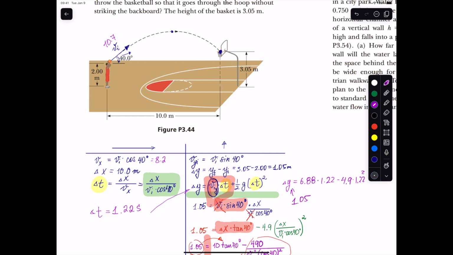6.88 times 1.22 minus 4.9 times 1.22 squared, I got 1.1, which is good because I rounded on the way to this answer. So overall, what I just checked, using these numbers, which I rounded, if you think 6.88 is 6.877 and all that, with rounding, I ended up with just a 5 centimeter mistake. But overall, this is how you do it.